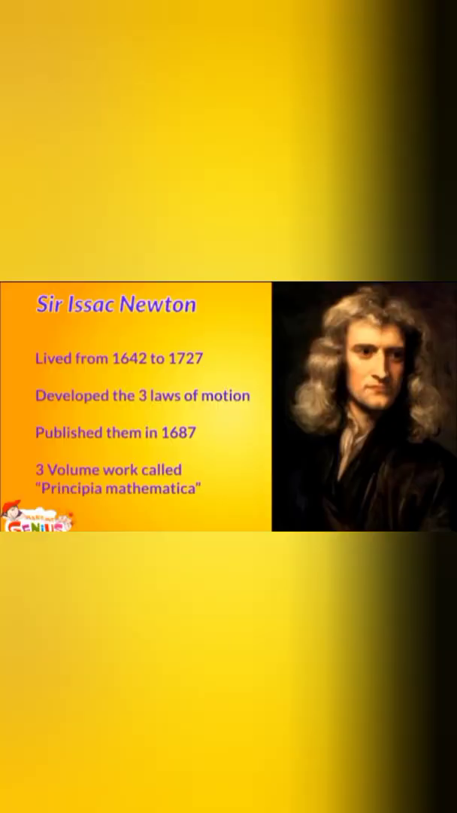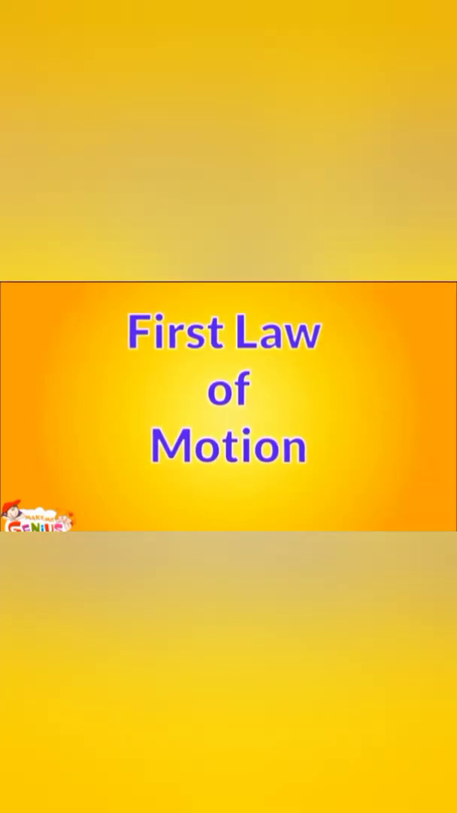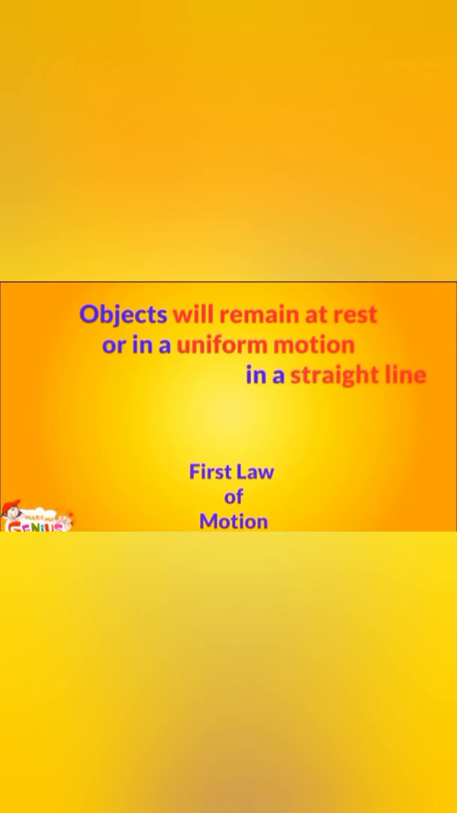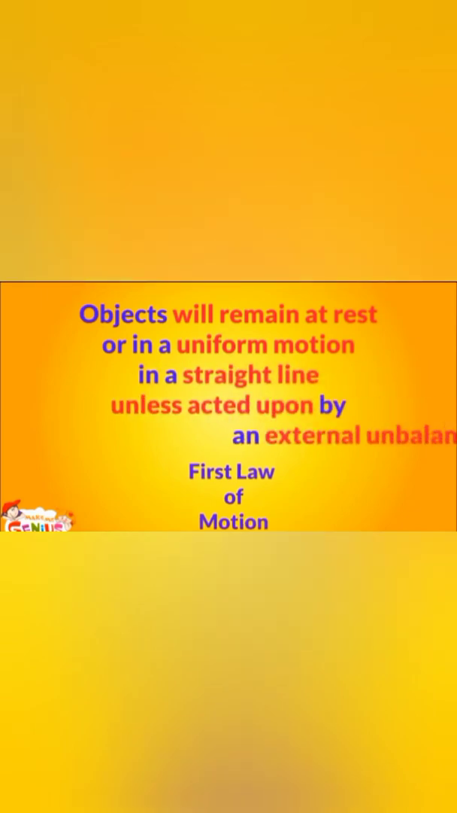Isaac Newton discovered the 3 laws of motion. He was a scientist who lived from 1642 to 1727. Let's first learn about the first law of motion. It is also called the law of inertia. It states objects will remain at rest or in uniform motion in a straight line unless acted upon by an external unbalanced force.